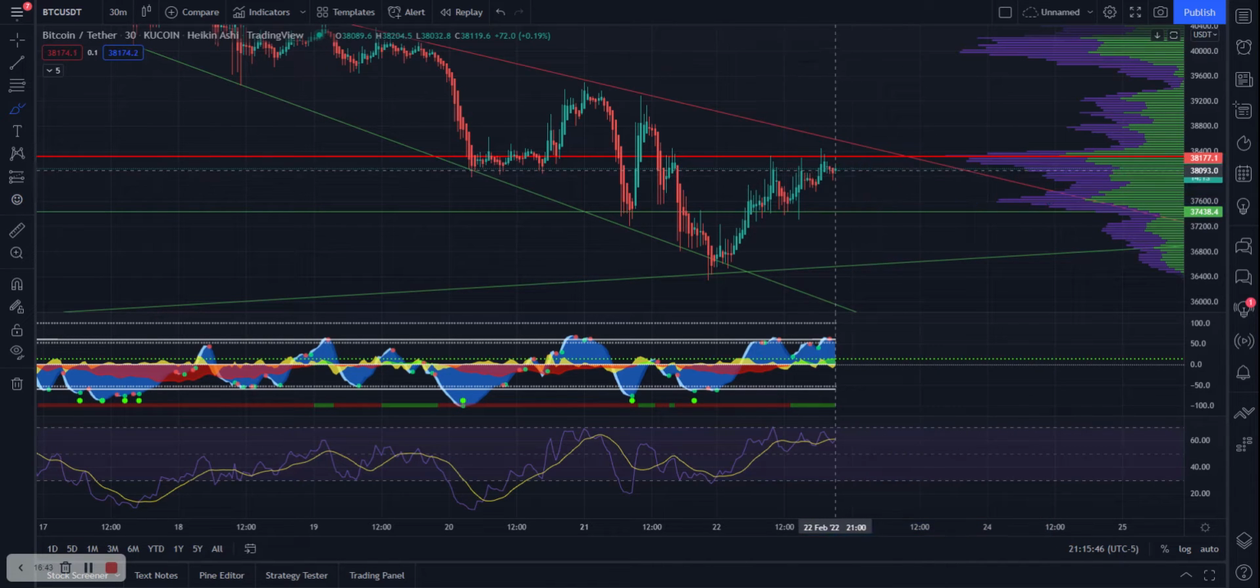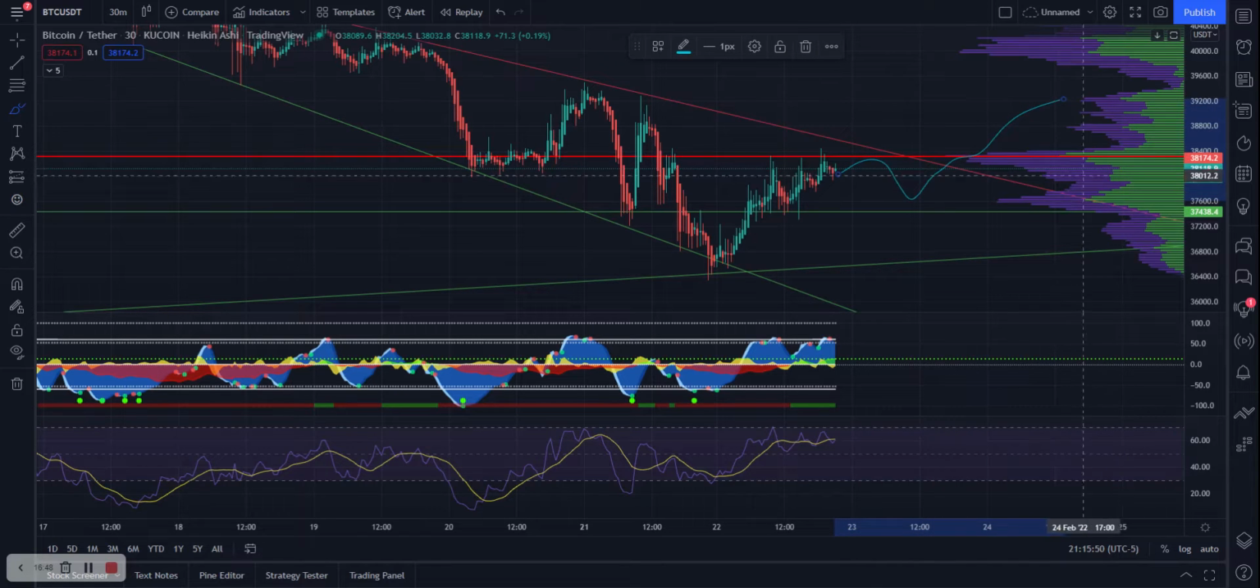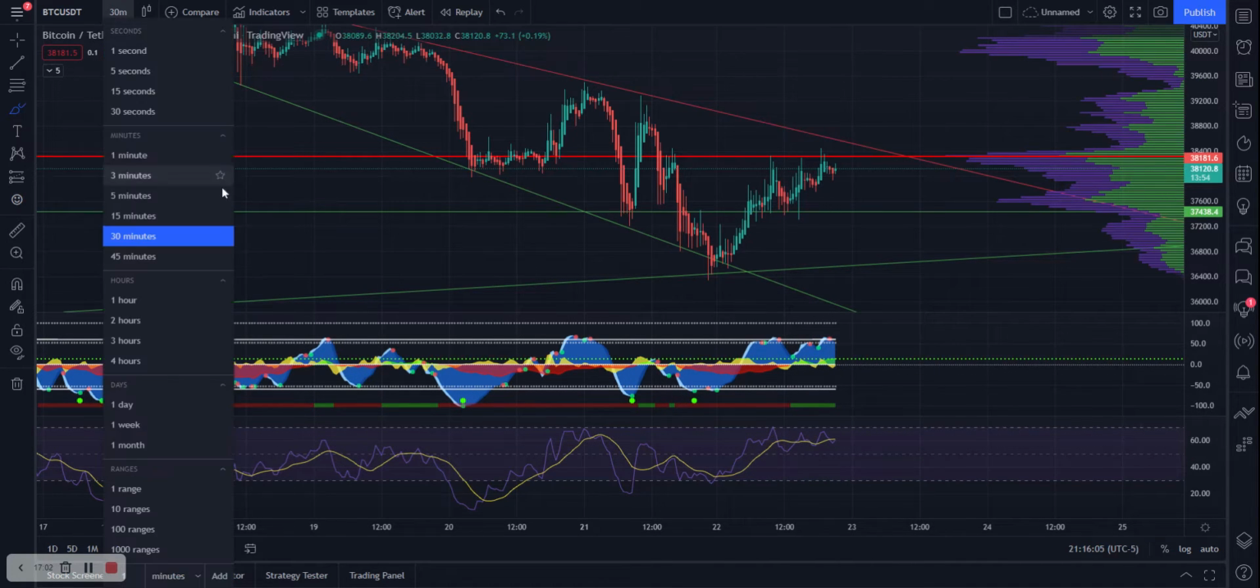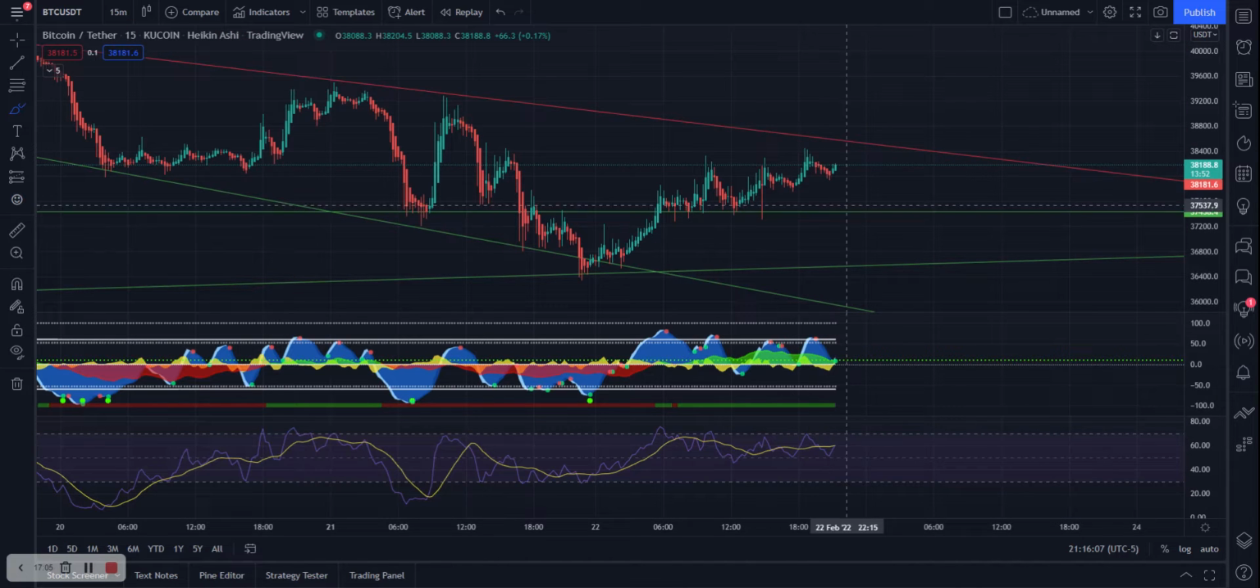Actually, we could be breaking out right when we get down to here. But it is worthy to note that this is the channel that we have been placed in with this recent price action. So that's where we're at on the 30-minute. Money flow coming up. VWAP is starting to make its way up, and we're testing the RSI at the moment. 15 minutes, here we go.